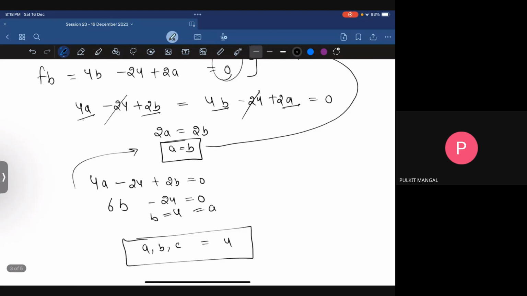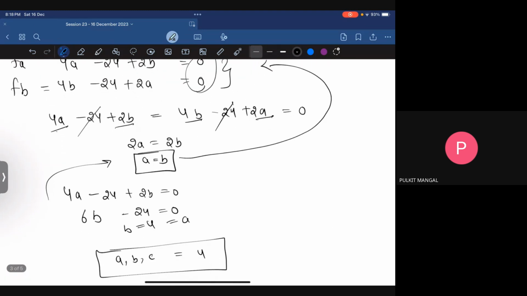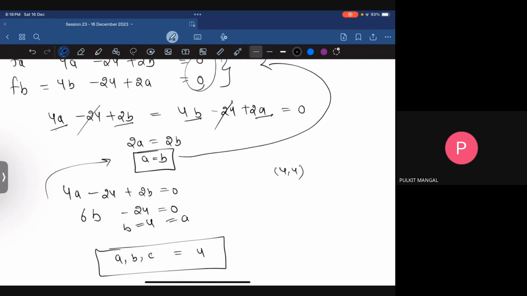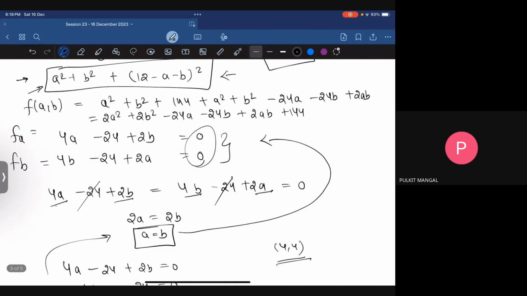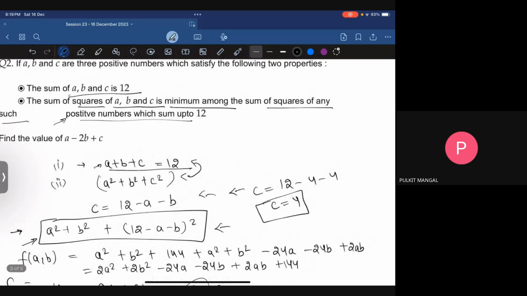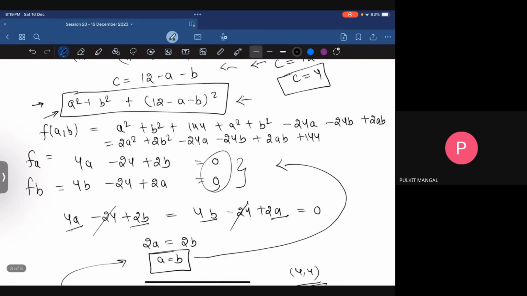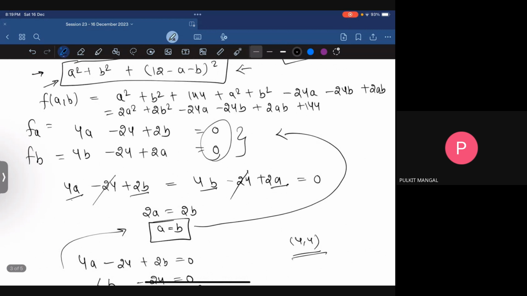One thing we should also check is the point that we got, 4, 4. That is the value of a and b. Whether this point is a local minimum or not using the Hessian test, we didn't do that, because there is only one critical point that we get. So it's most likely to be the local minimum. However, we should check this. But if you get more than one point, then we have to check through the Hessian test whether it is a local minimum or maximum.